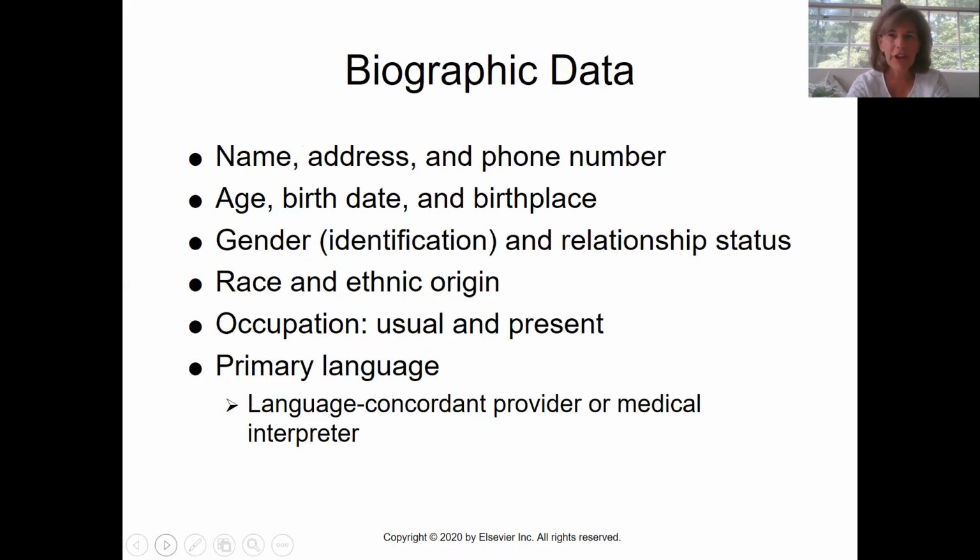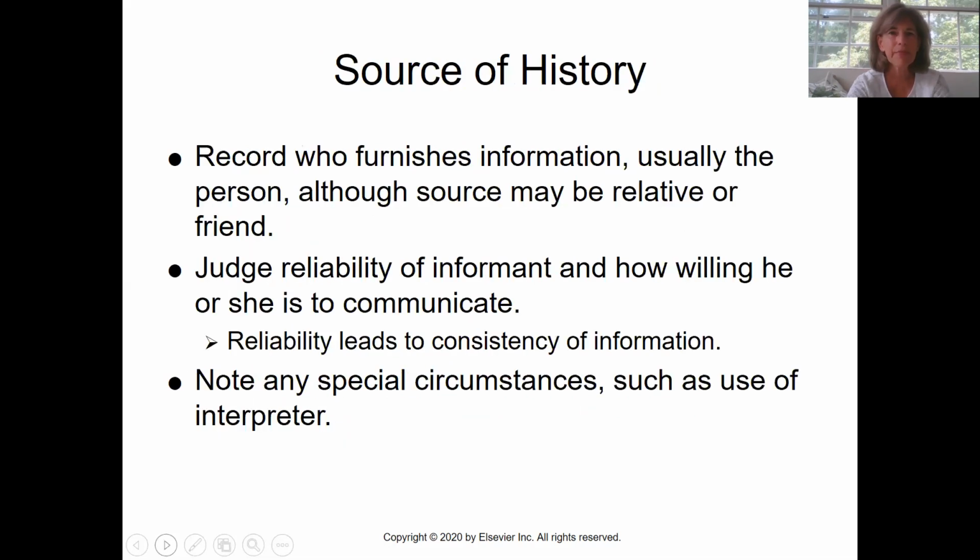Biographic data is generally present in charts through registration. The source of the history is important and can vary in the setting. If you're working in pediatrics, the source is often a parent or guardian, and you want to think about how much this person actually knows the person that they're providing the information on.